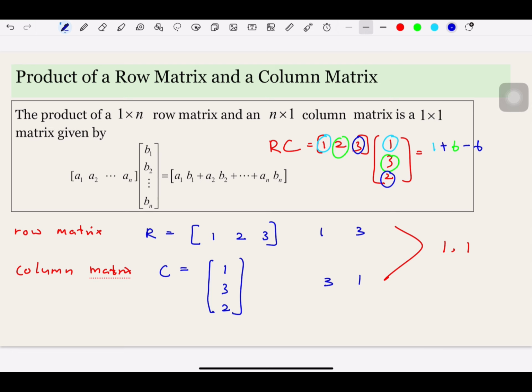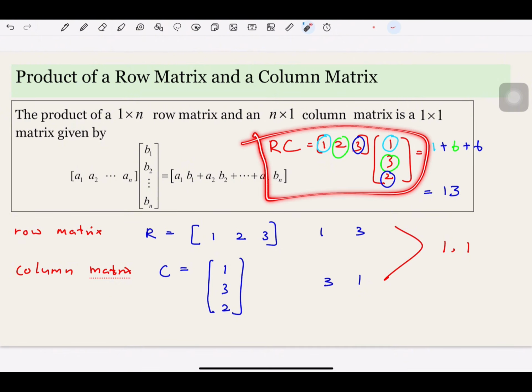And finally you add all the numbers together. You'll end up with 13. So when you multiply a row matrix by a column matrix, you get a single answer, a single number. And in this case, you'll get 13. So this is how you do it. So let me wrap this up again.